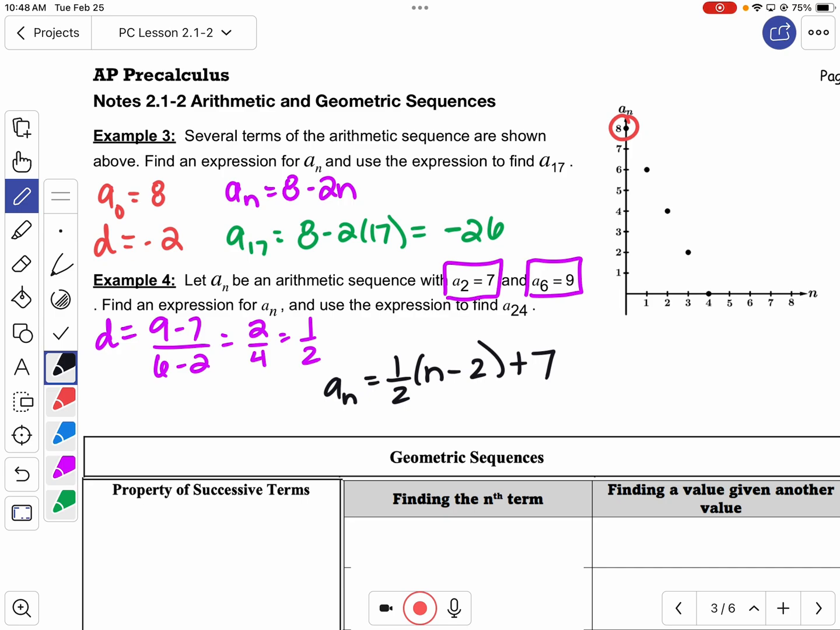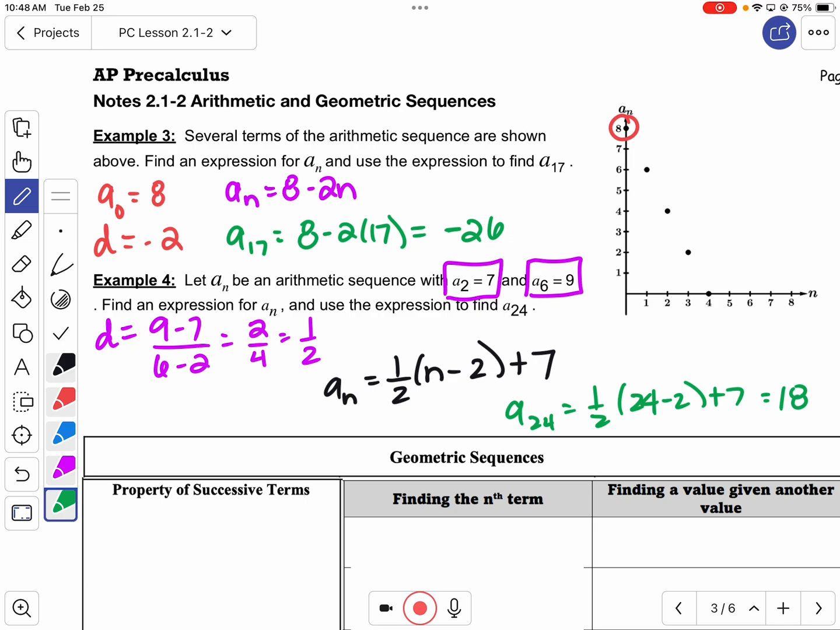So then to find the 24th term, we can plug it into what we've got right here. A sub 24 is 1/2 times 24 minus 2 plus 7, which would give me 18. I think the thing that makes it difficult for us with arithmetic and geometric sequences is we get so focused on, oh, there's this arithmetic formula. It's a linear equation. Write the linear equation. If you write the linear equation, it is what it is.